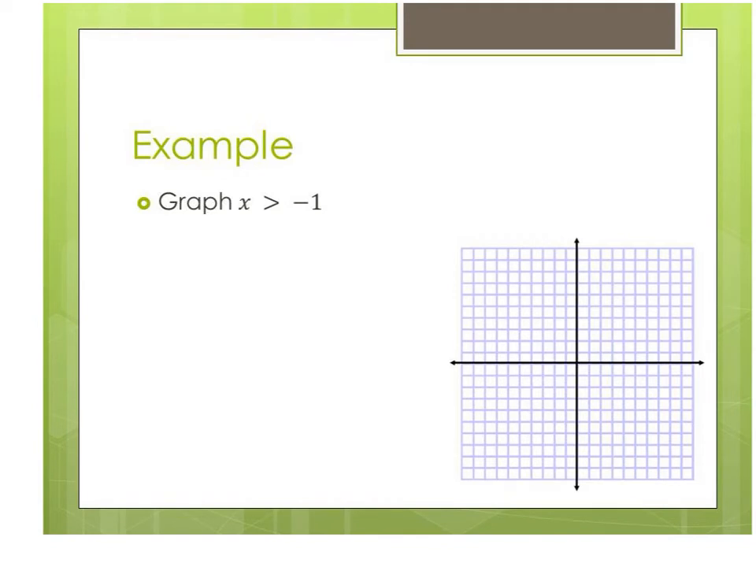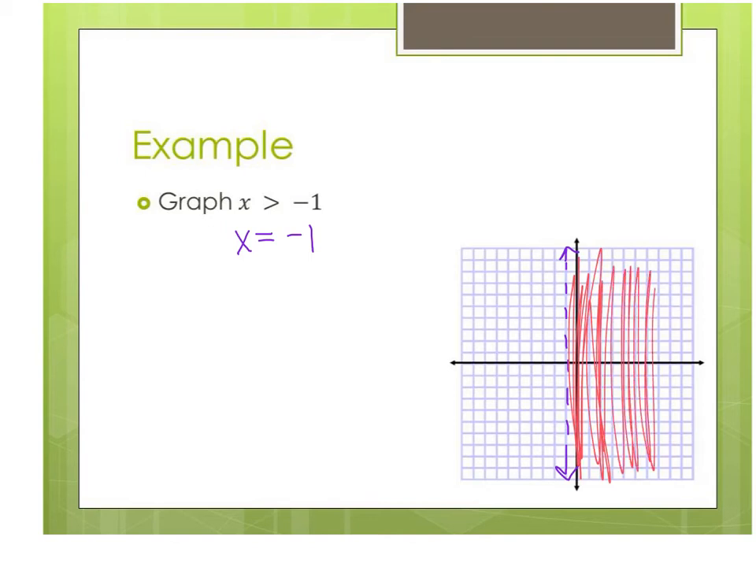So what about x is greater than negative 1? Well, this is the line where all the x's are negative 1, okay? That's the same line. And this is going to be a dashed line because there's no equal to part. So here's my dashed line, x equals negative 1. And I want to shade all of the x's that are greater than negative 1. So you're going to shade everything that is greater than negative 1.